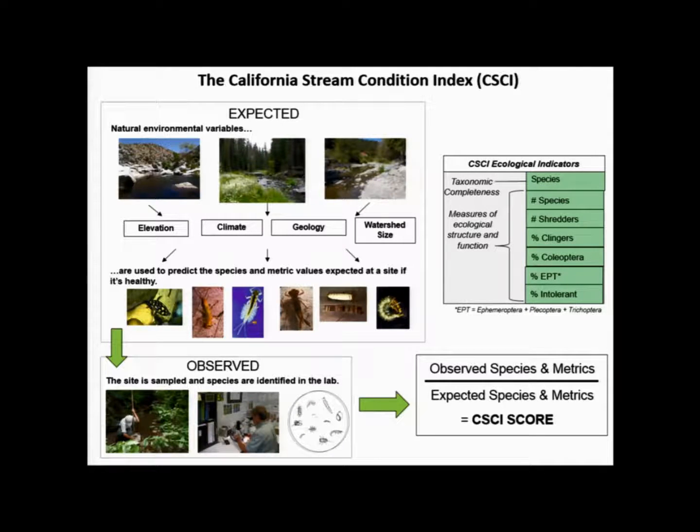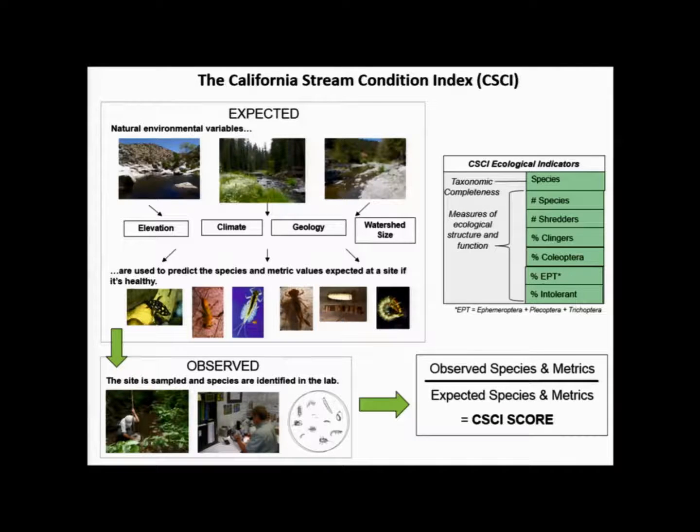And the reason it was important for that reference pool to capture the variability of stream types across California is because streams vary naturally in terms of what BMIs are found living there. So we don't want to confuse that natural variability with human-caused disturbance. So we use a set of natural environmental variables, things like elevation, climate, geology, stream size, and we use statistical modeling to predict what species and what ecological attributes we should find at a site if it's in healthy condition.